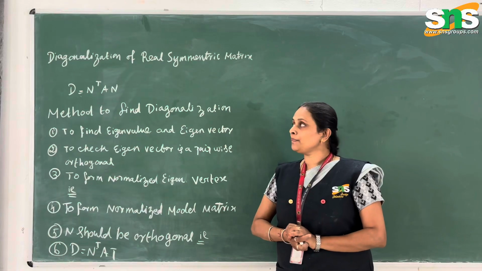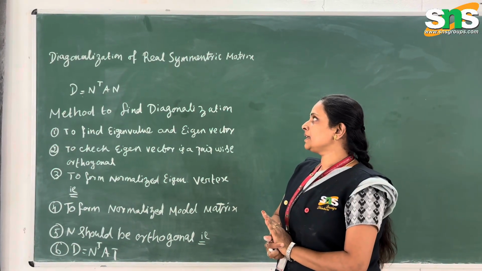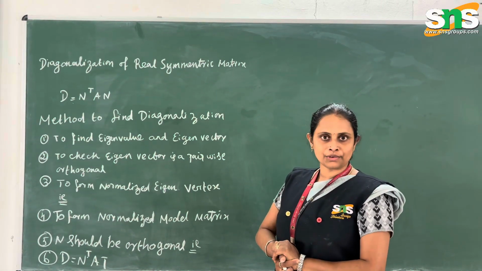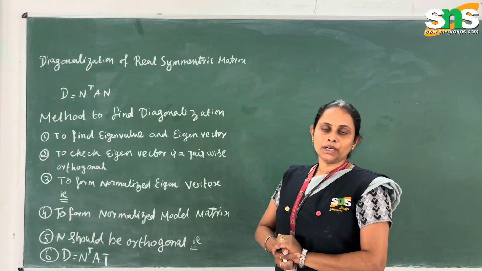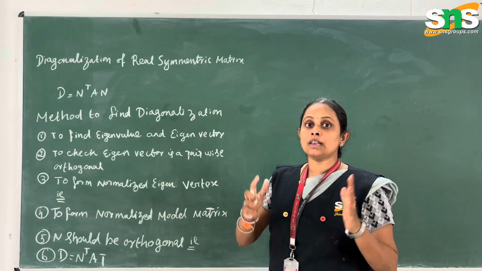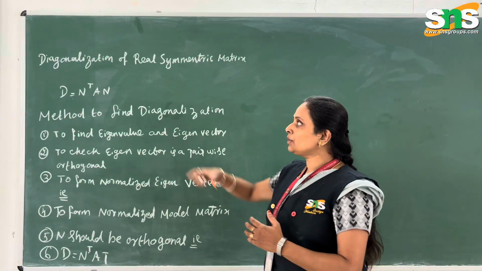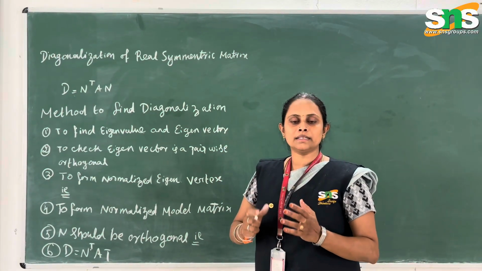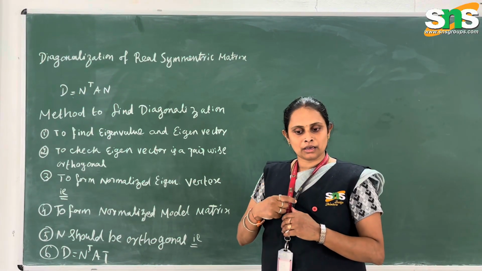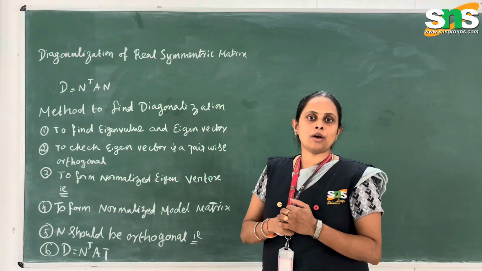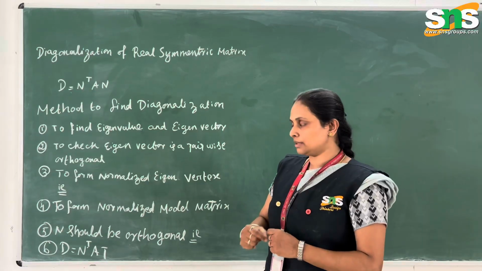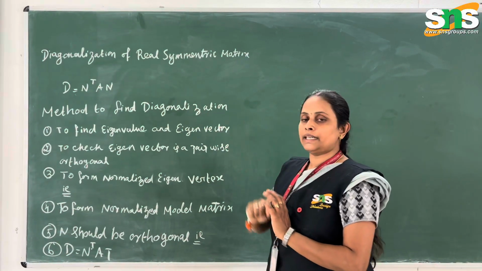Today we are going to see diagonalization of a real symmetric matrix. Diagonalization of a real symmetric matrix is mainly used in data analysis. In data analysis, if it is a large data set, we use diagonalization. The data is compressed into the shortest form, and if it is compressed in the shortest form, the data loss is minimized. That's why we use diagonalization.